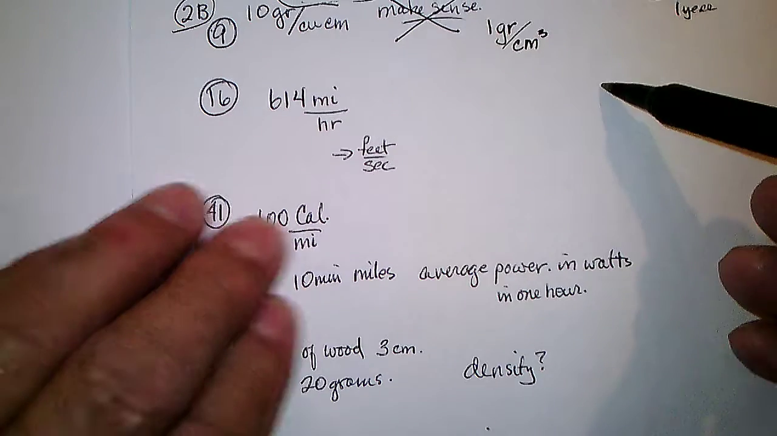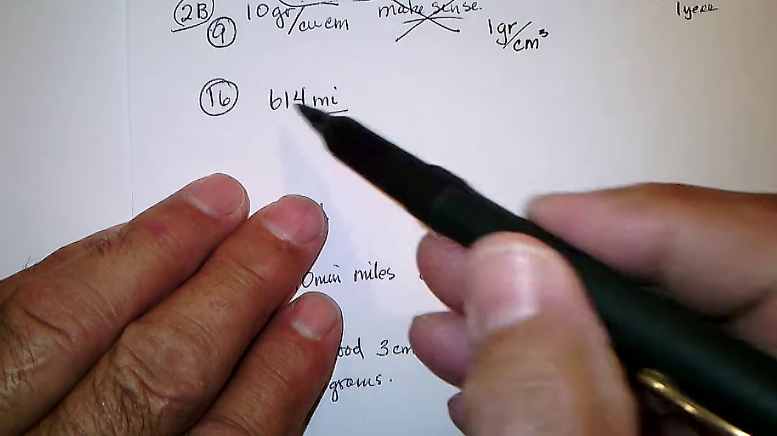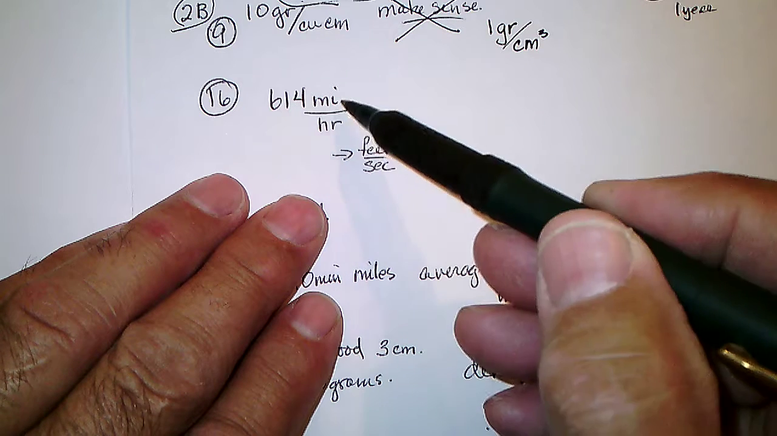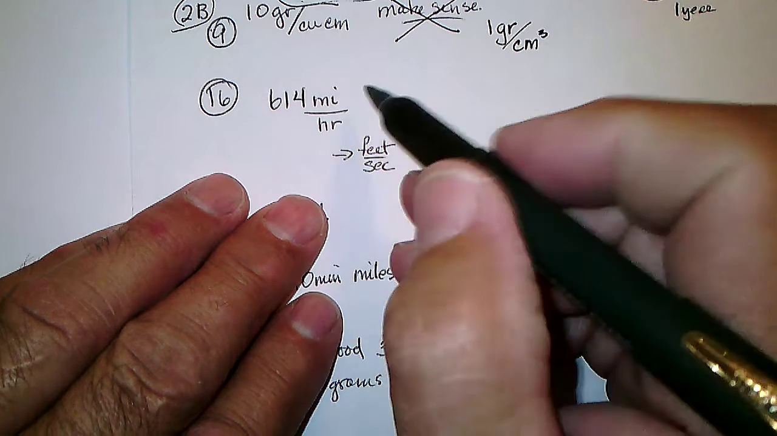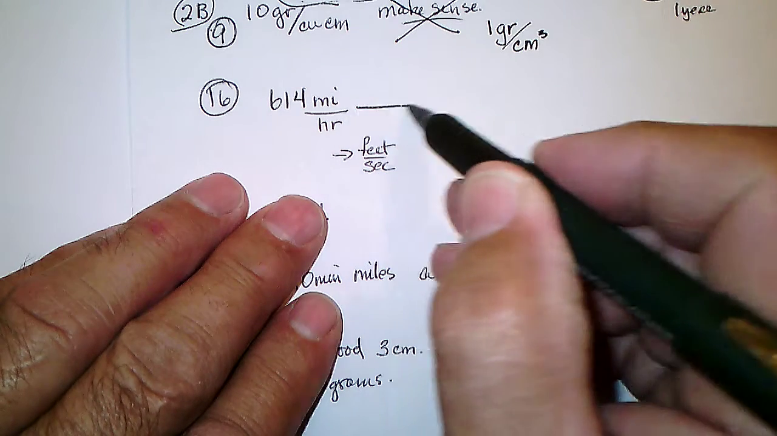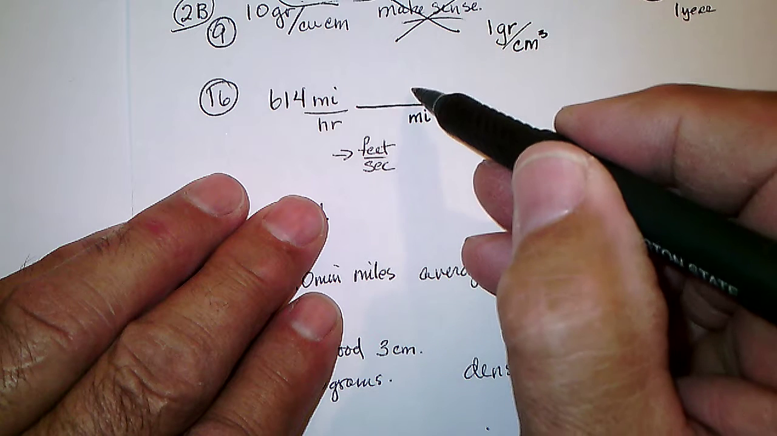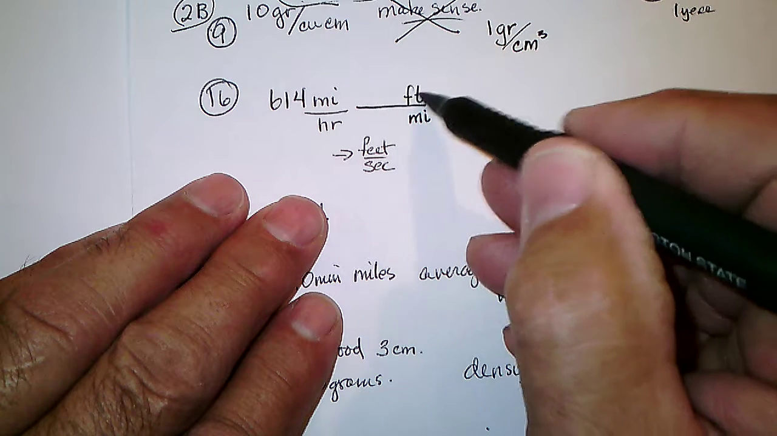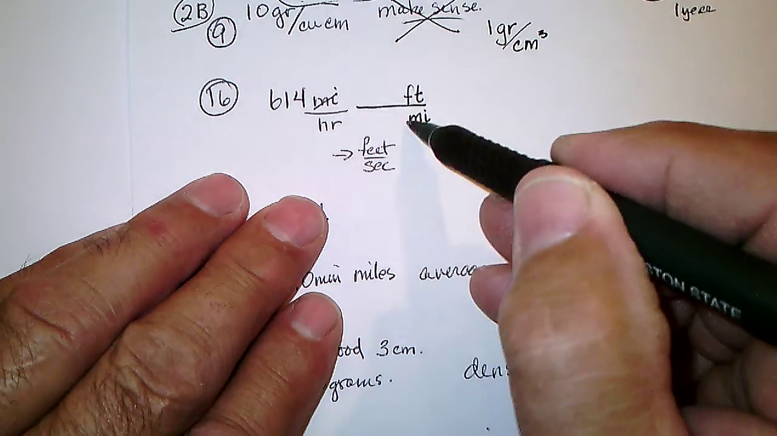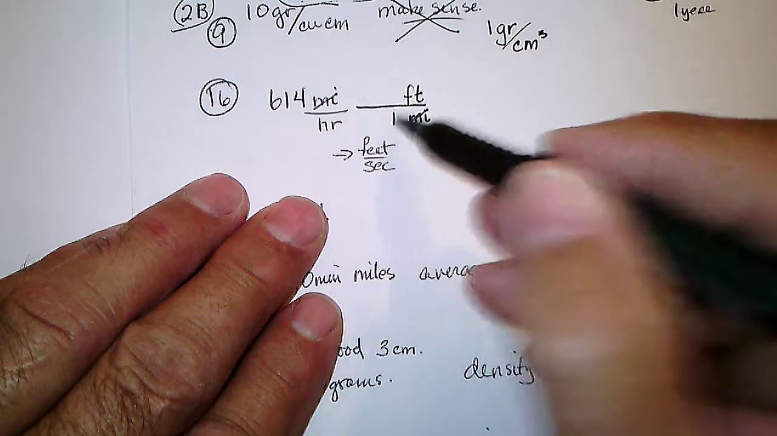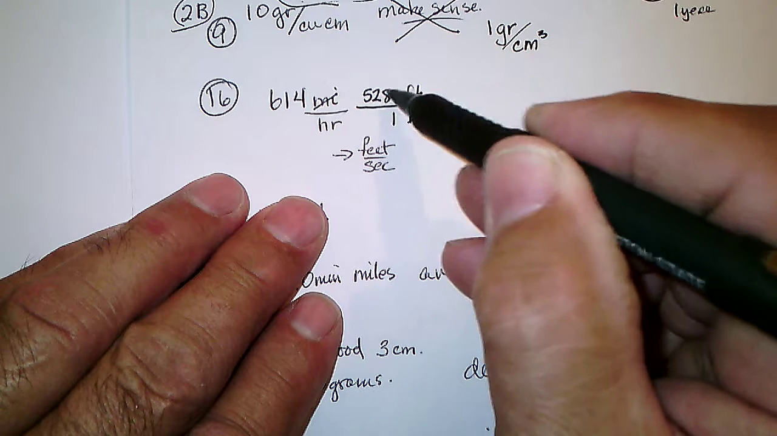16. This one was the speed skydiver, 614 miles per hour, and we're supposed to figure out how many feet per second. So we would have to get the miles to disappear, and change it to feet. So put the miles in the denominator to cancel the miles in the numerator. And 1 mile is 5,280 feet.